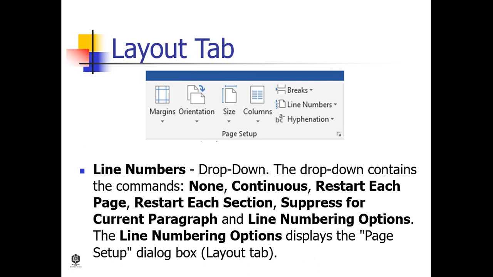Line Numbers drop-down. The drop-down contains the commands None, Continuous, Restart Each Page, Restart Each Section, Suppress for Current Paragraph, and line numbering options. The line numbering options displays the page setup dialog box in the Layout tab.